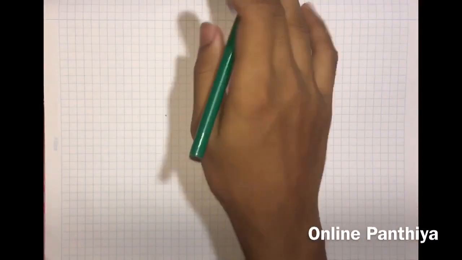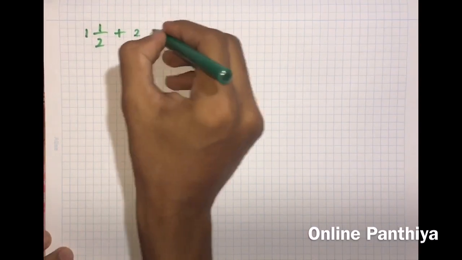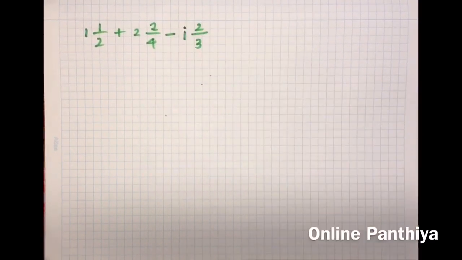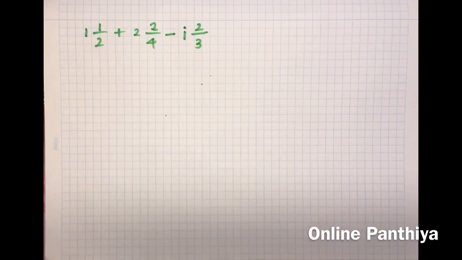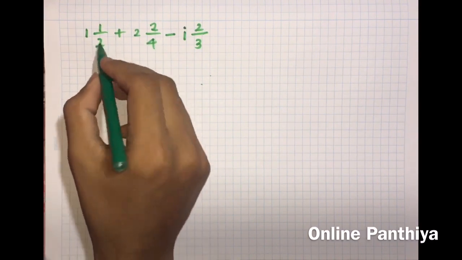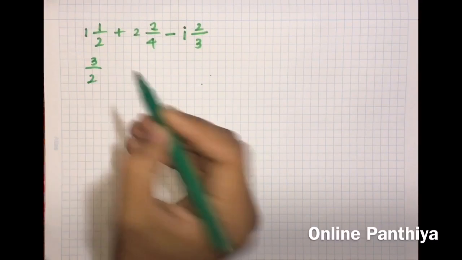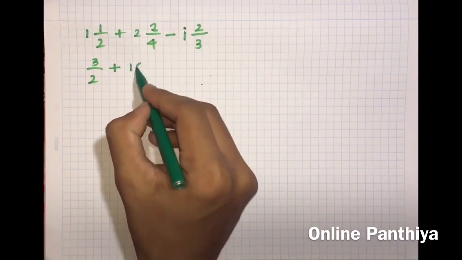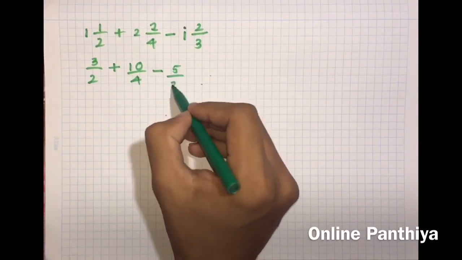Okay? That is, let's say 1/2 plus 2 and 2/4 minus 1 and 2/3. How do you solve this? Now first, since these are mixed fractions, let us convert them into improper fractions. Okay, what are the steps you have to follow? First, 2 times 1 is equal to 2, plus 1 is equal to 3 over 2. Next, plus 4 times 2 is equal to 8, plus 2 is equal to 10 over 4, minus 3 plus 2 is 5 over 3.